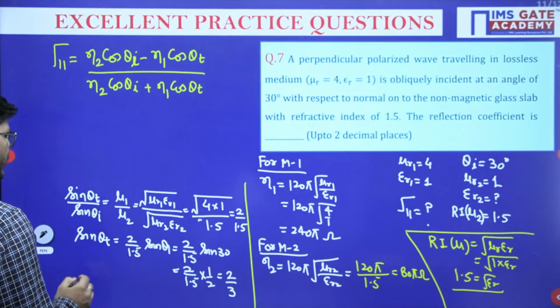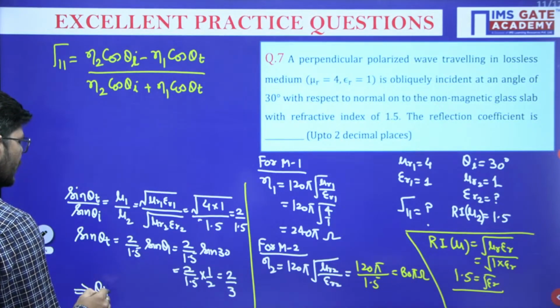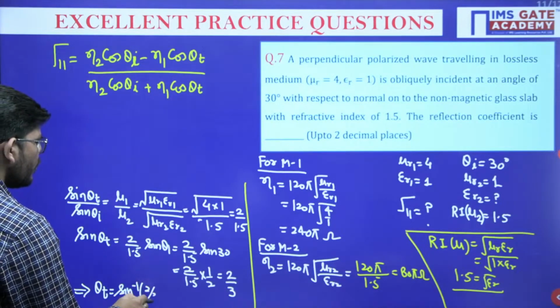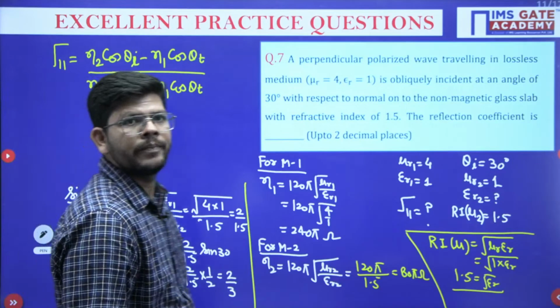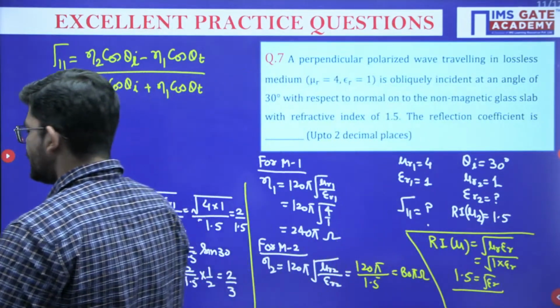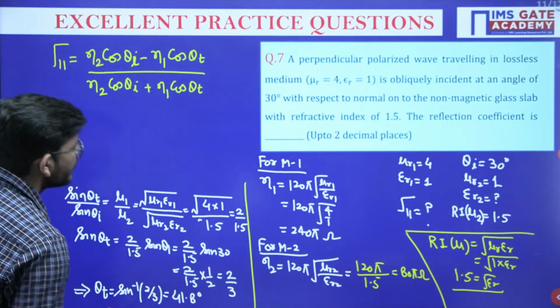Sine theta t will be 2 by 3. So how much will be theta t? Theta t will be sine inverse of 2 by 3. How much is it going to be? The value that I am having for sine inverse of 2 by 3 is 41.8 degree.